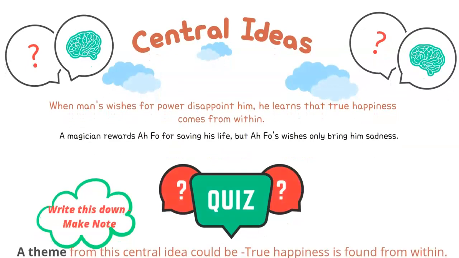Central ideas: when a man's wishes for power disappoint him, he learns that true happiness comes from within. Another central idea from this short story is that a magician rewards Afo for saving his life, but Afo's wishes only bring him sadness. A theme that we could take away from these central ideas could be that true happiness is found from within.